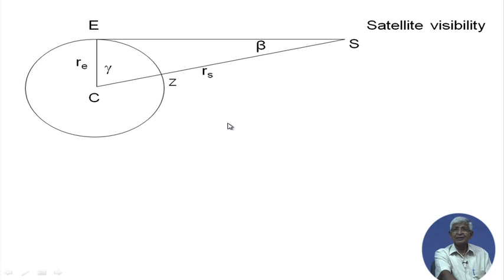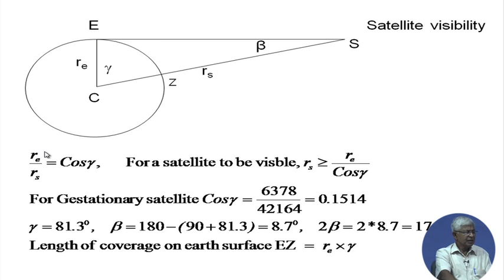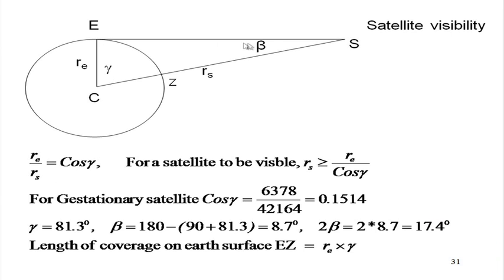Now, let us see how the satellite is visible, whether it is visible to us or not. In the same triangle, with 0 degree inclination, that is, our station is at 0 degree elevation to the satellite, then RE by RS is equal to cos gamma. This is a right angle triangle. To make the satellite visible, RS should be greater than RE by cos gamma. It should be larger, far away.